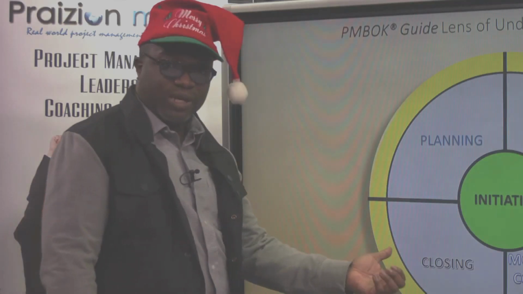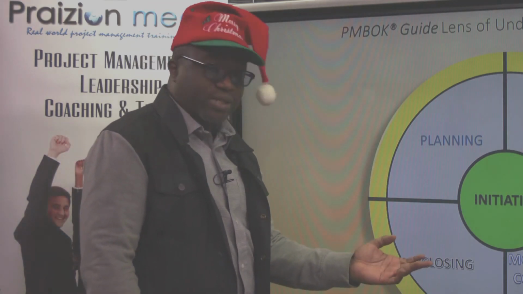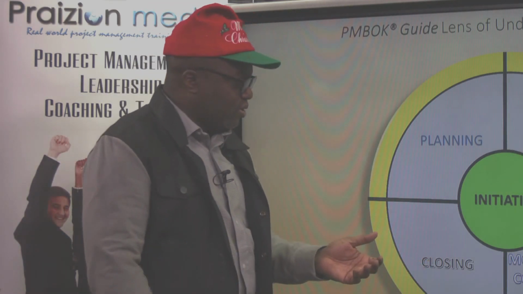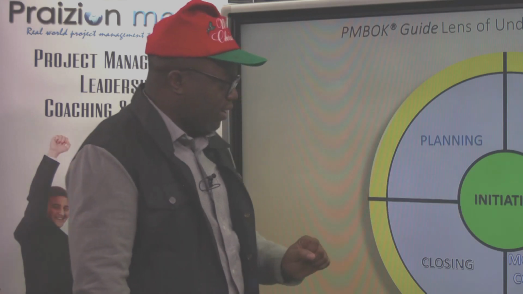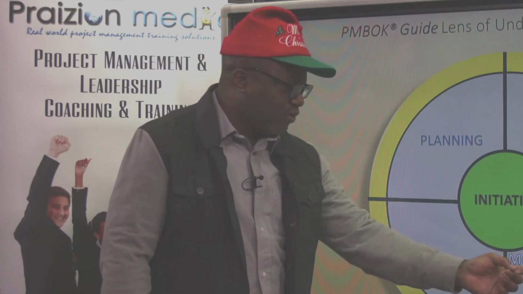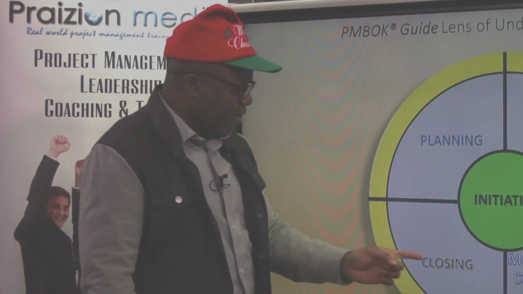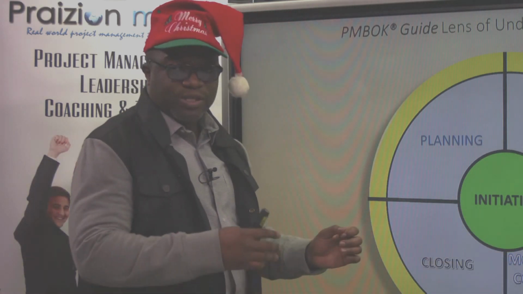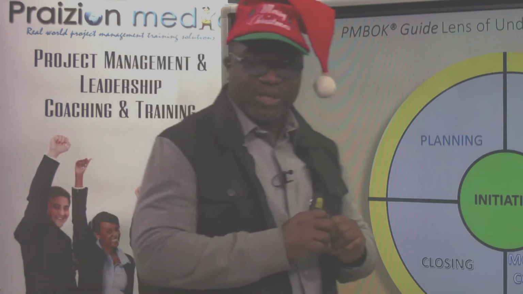And then last but not least, we've got closing, 7% of your exam. And that 7, again, it could tip the scales. So you've got 2 processes here, you've got 24 here, you've got 8 here, you've got 11 there, and then you've got 2 there. So it's very important that you know where to focus your attention, where to focus your energies.